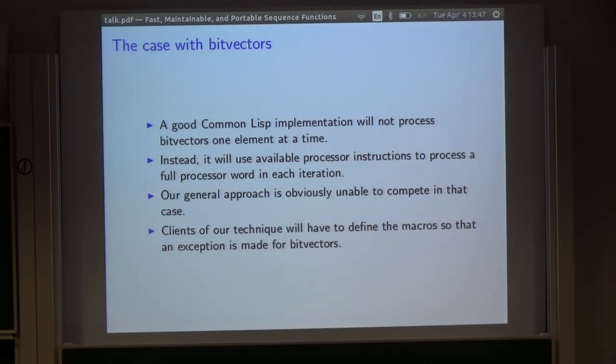So, a word about bit vectors. The reason we cannot beat the native implementation with bit vectors is, of course, that we have the same inner loop in all of our specialized versions, which is element by element. No sane optimizing implementation will process bit vectors element by element. It will do 64 elements at a time or something like that. So there's absolutely no way we can compete with that. But the good news, of course, is that the implementation can introduce a special treatment of bit vectors in the macros, thus preserving the exact implementation of the functions that I showed before.